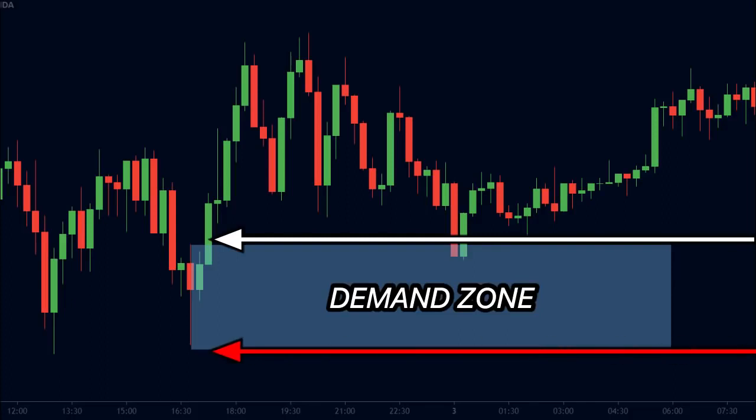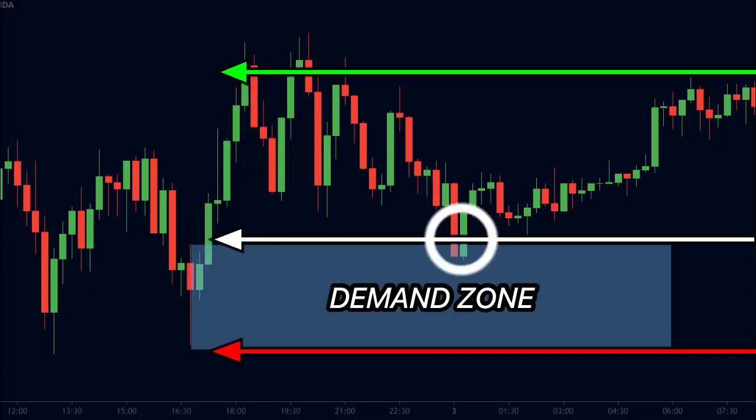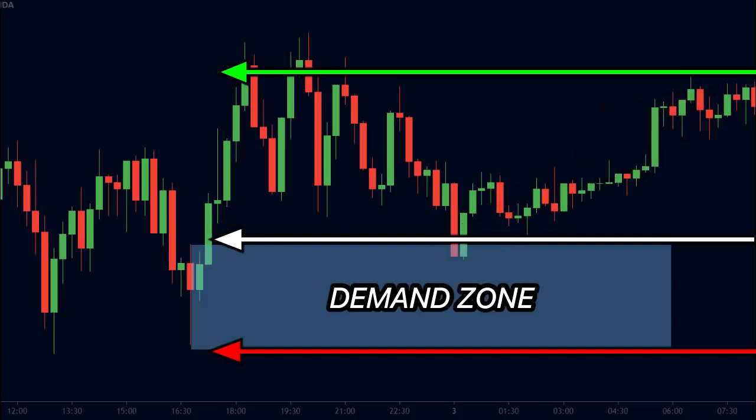We will keep our stop loss below the demand zone, and we will keep our targets at 1.5:1 risk to reward ratio. After this strong up move, the price comes back to test the demand zone. It touches the demand zone and our order gets filled. The price gave a strong up move after our entry.